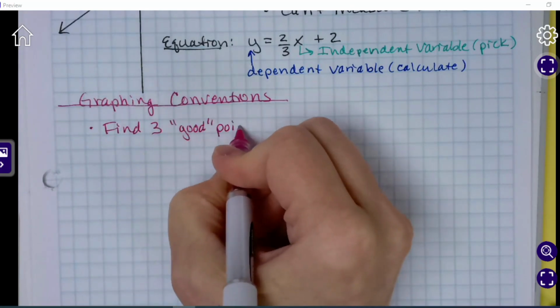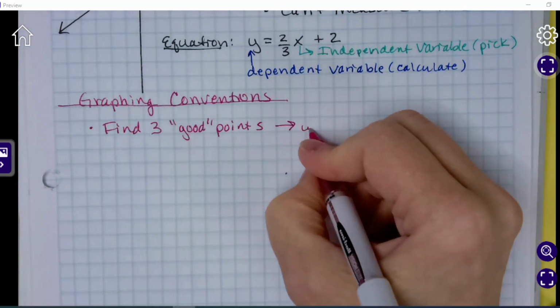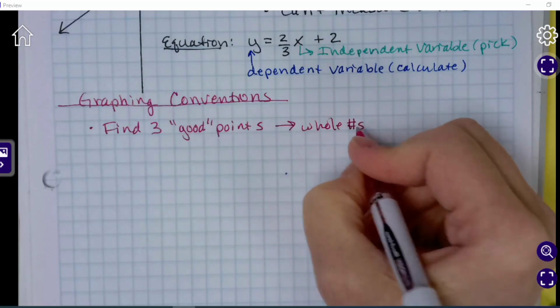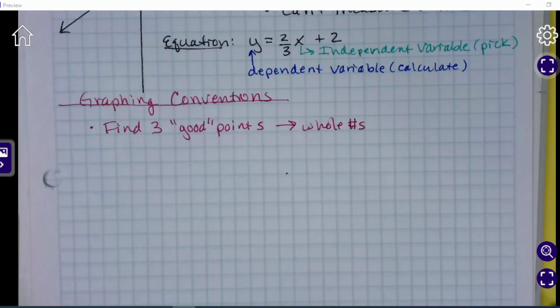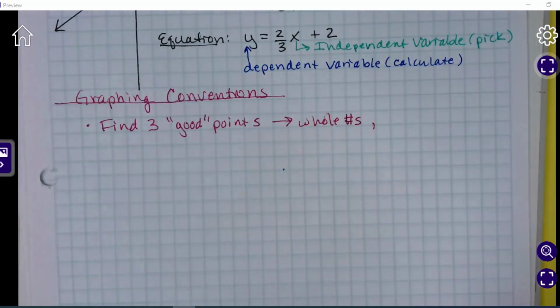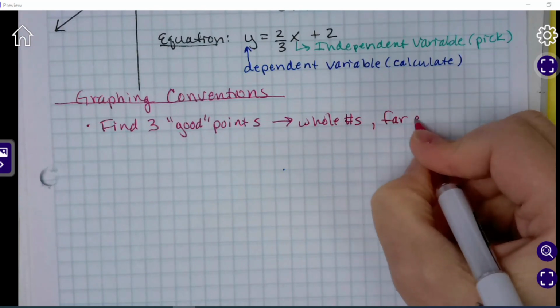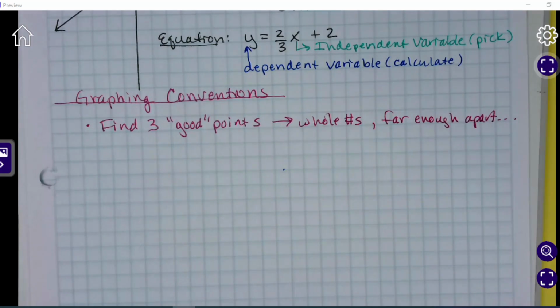Now you have infinite to choose from, but good points are whole numbers because we can't tell the difference between a third and a half on a graph. There's no way. But whole numbers we can tell because of the squares on the graph paper. And as well as being whole numbers, they need to be far enough apart so that when you try to draw your line through them, your line is accurate on the ends. If you draw them super close together, your line ends are going to be all over the place.